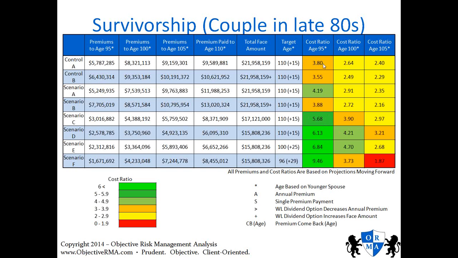If you look at the cost ratio, for every dollar you've paid in using this control group, that's the client's current trajectory. If the insured died at age 95, they would make back $3.8 for every dollar in premium. But if they use the premium optimization, depending on what scenario they pick, they're going to get back $6 or $6.13 for every dollar they pay in, 6.84, as high as 9.46. And then you have to look at what if they live beyond age 95? How about age 100 or age 105?